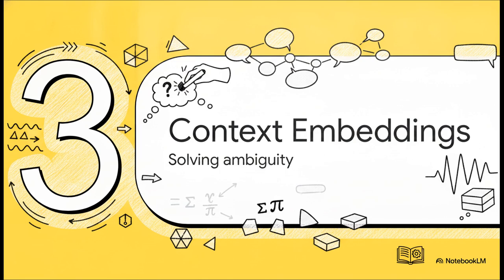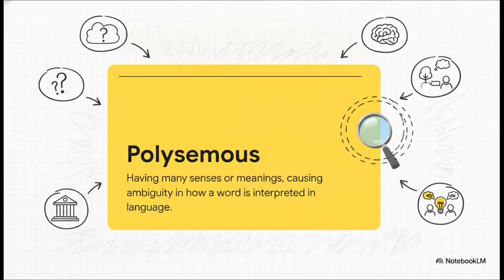Contextual embeddings and meaning, solving the problem of ambiguity. So how does this training build a profound mathematical understanding of language? Well, it tackles the biggest headache in human communication. Our language is highly polysemous. That's just a fancy way of saying our words are loaded with overlapping, ambiguous meanings. A single word can signpost vastly different concepts depending entirely on how it's used.